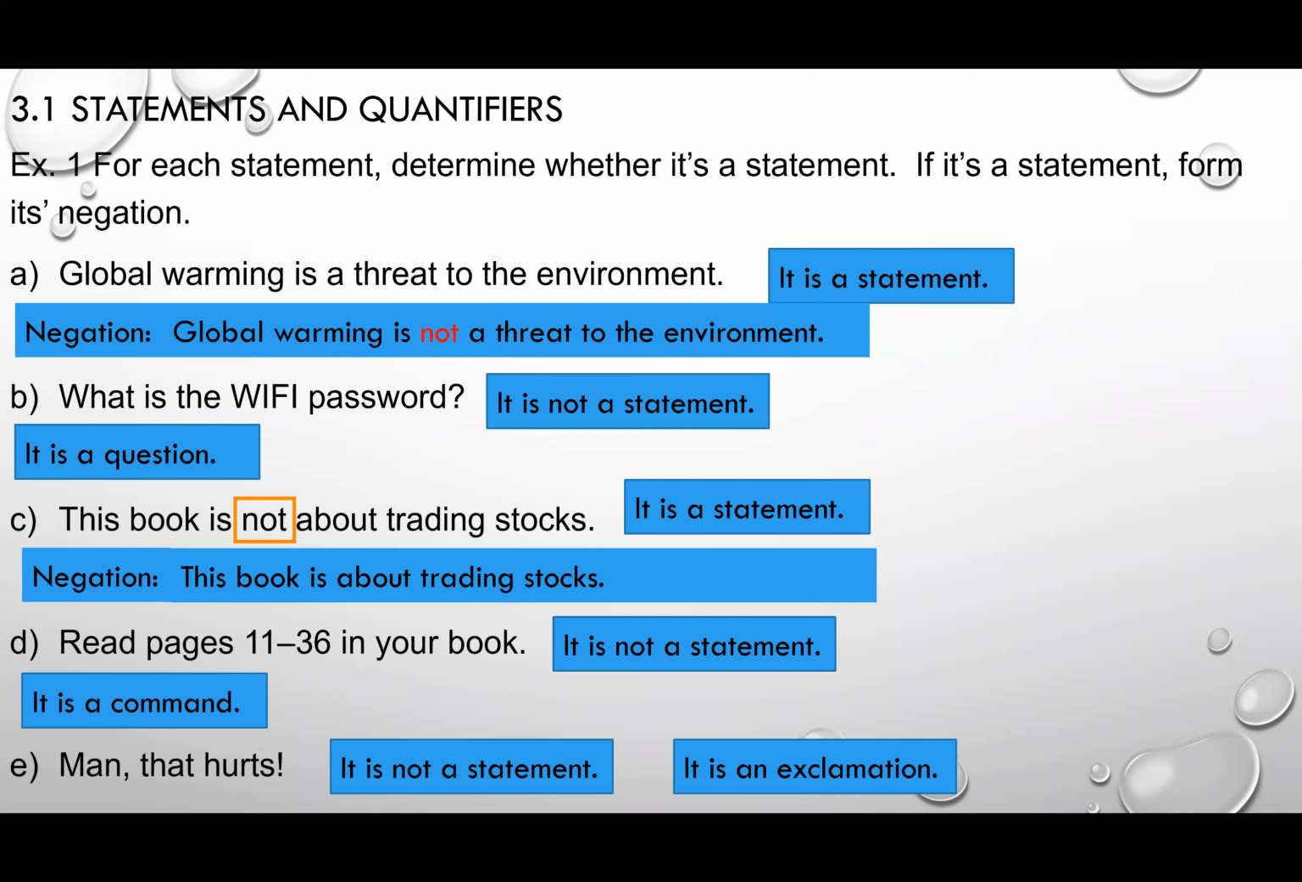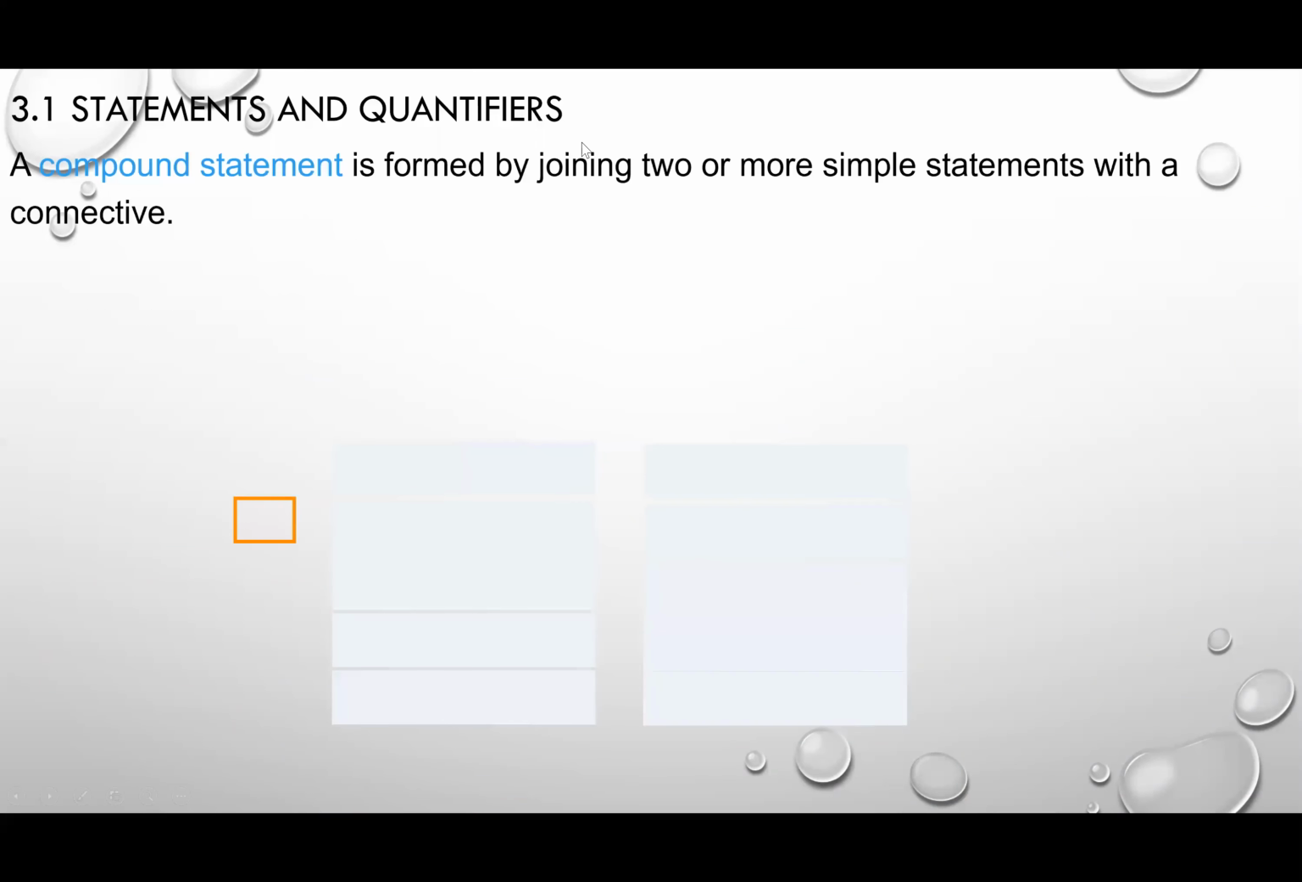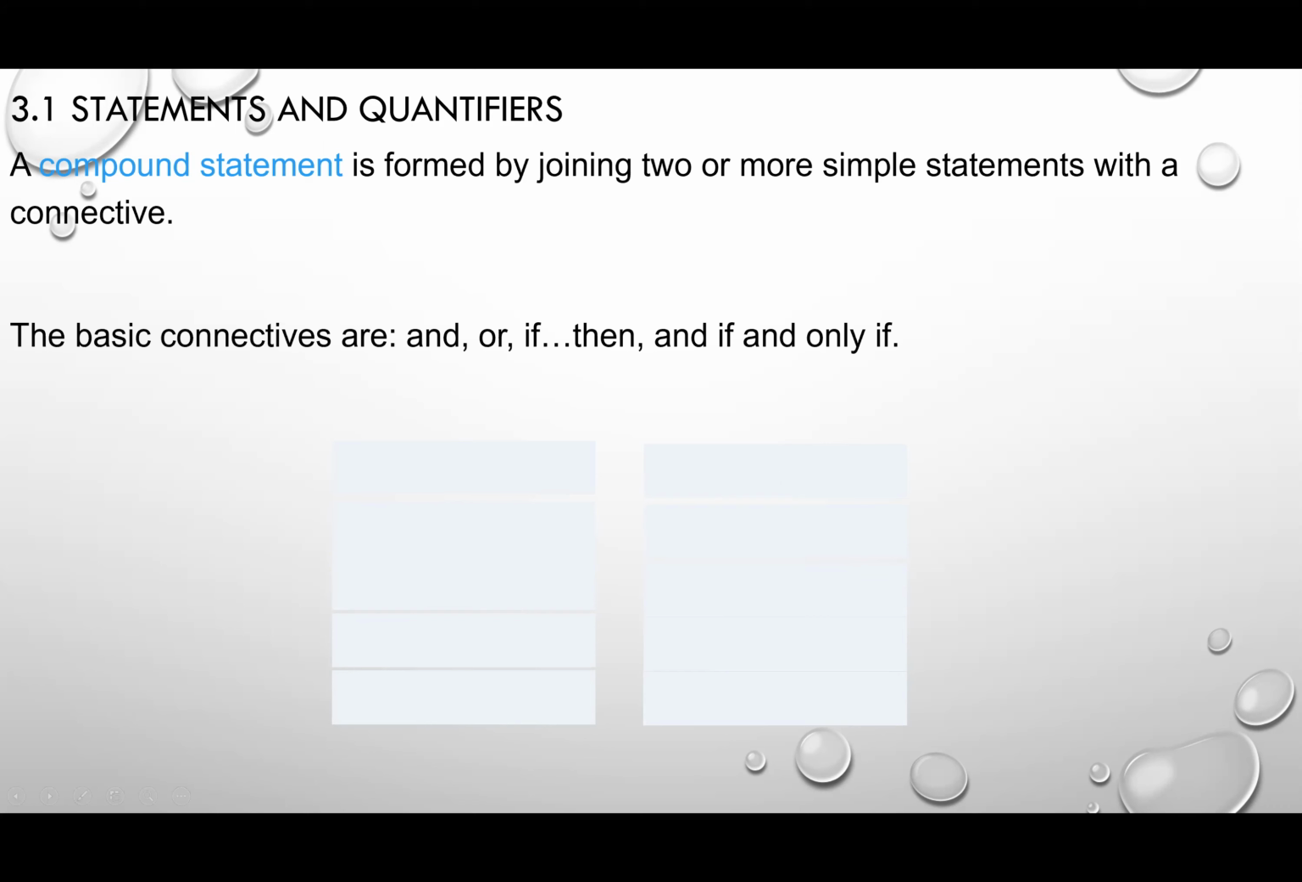Okay, and let's take a look at the compound statement. Just like the name, a compound statement is basically you form a sentence by joining two simple statements together. And to make it a little bit easier, we only have 4 connectors. For our 4 connectors, we only have the word and, the word or, the words if, something, then something, and the words if and only if. Those are our only 4 connectors.